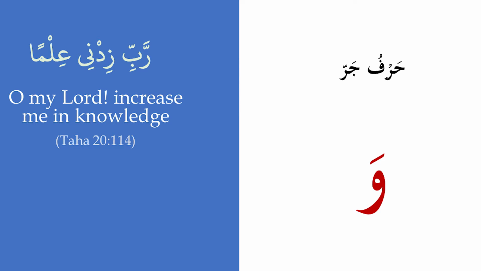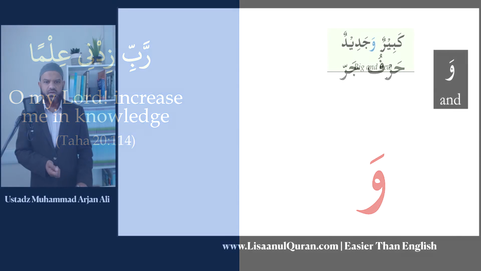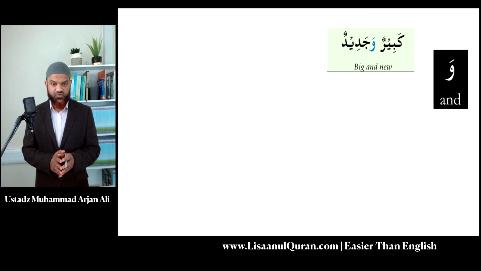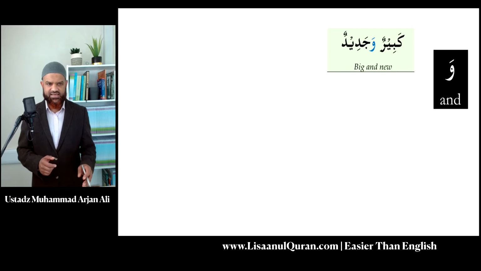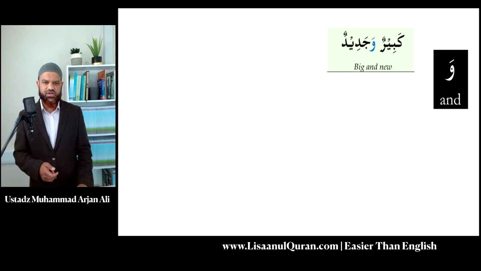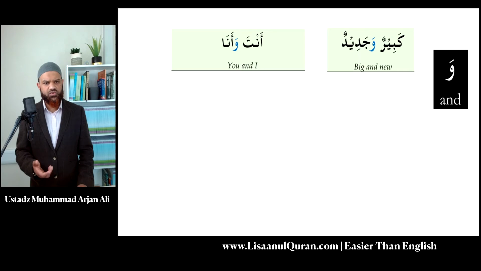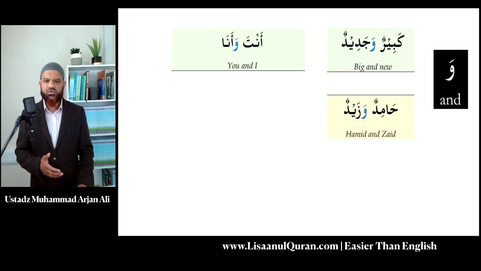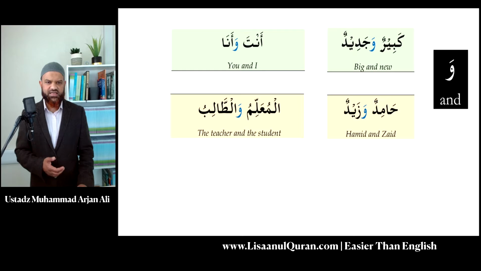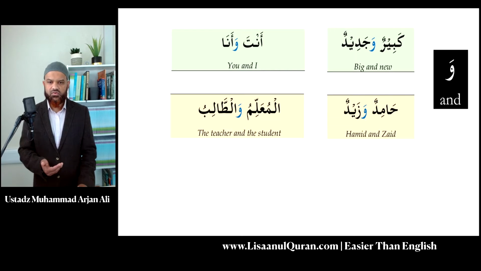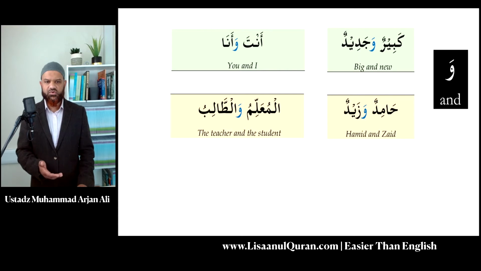Harf of Jarr Wa. We're already familiar with wa. So far, we know that it means and, A-N-D. So for example, these examples I've shared with you before. Kabirun wa jadidun, big and new. Anta wa ana, you and I. Hamidun wa Zaydun, Hamid and Zayd. And then we have al-muallimu, the teacher, wa talibu, and the student.